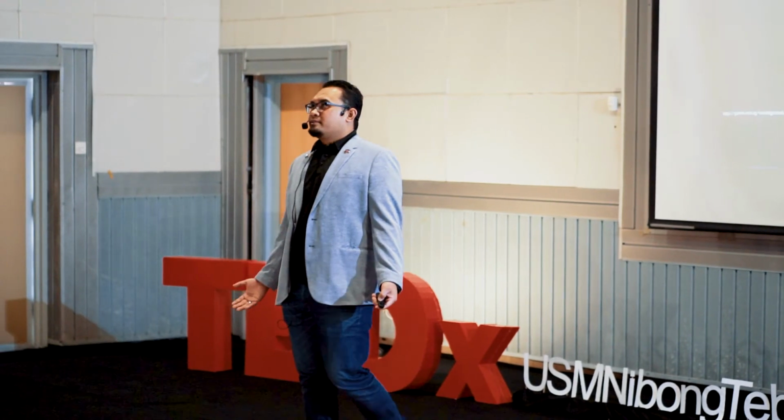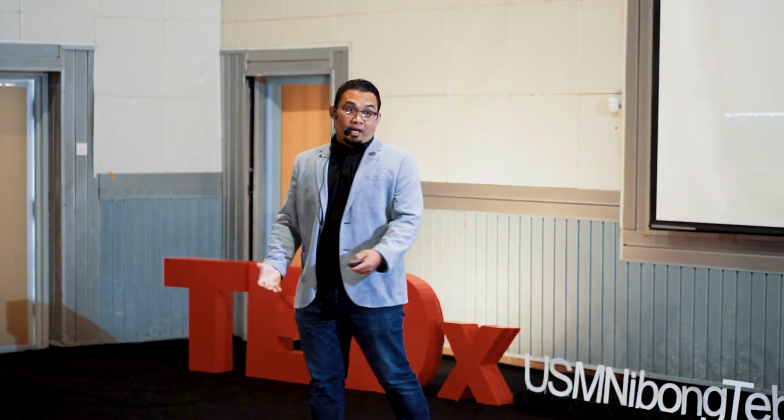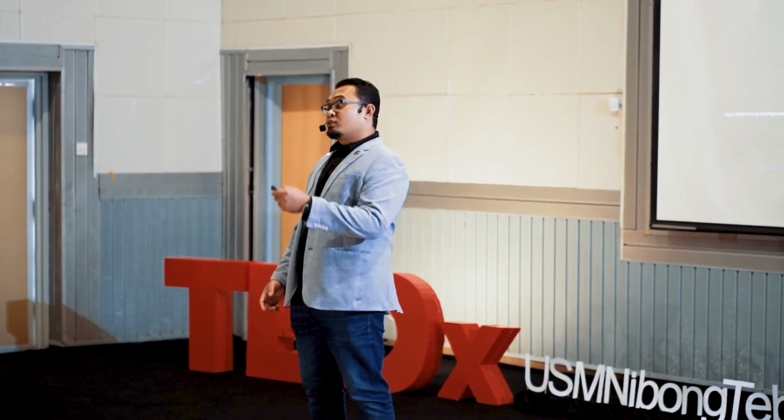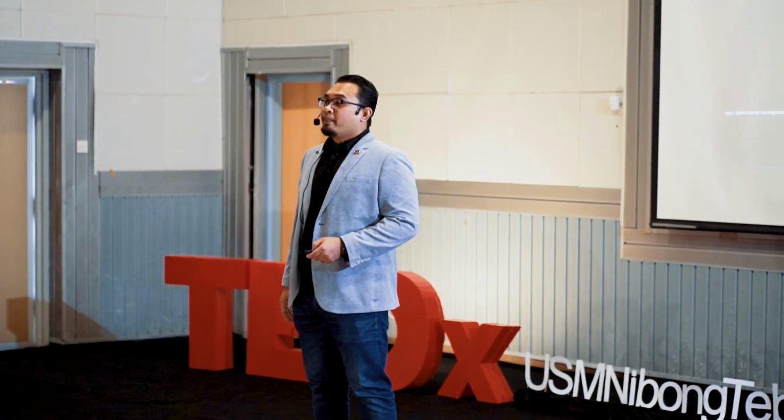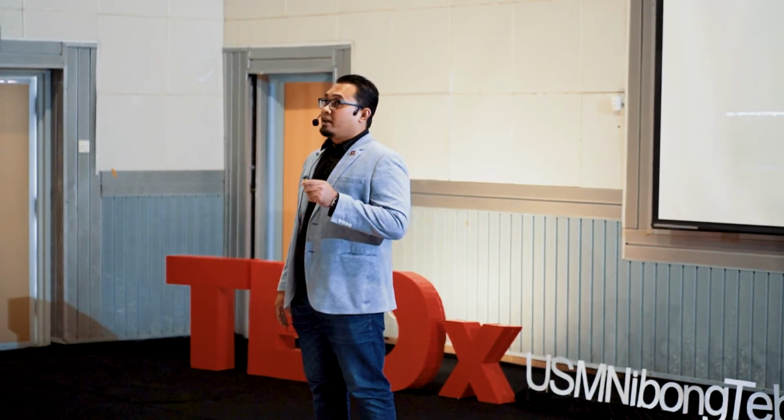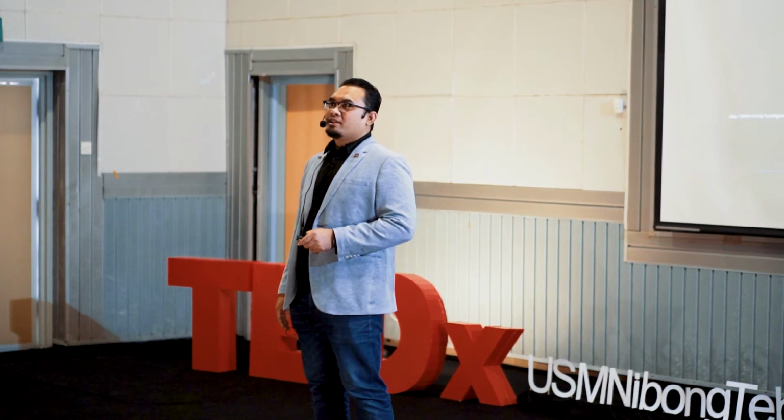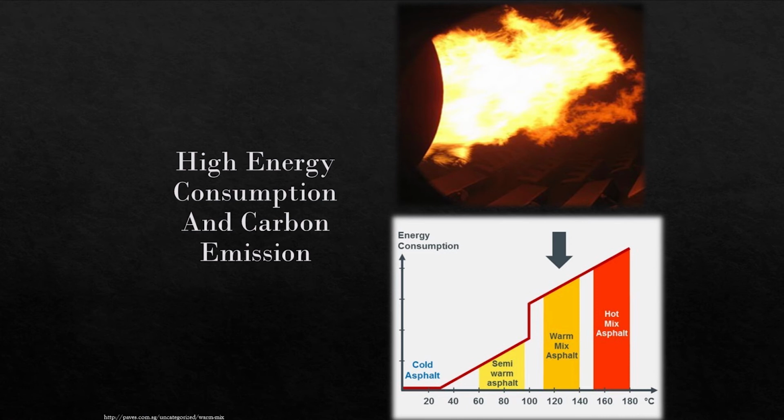The last one, actually we have more issues than this, but I have 18 minutes to talk, so that's why I just put 5 issues. Okay, the last one that we have is the asphalt pavement industry. The consumption of energy is high, and it also releases a lot of carbon to the world. As you can see, the conventional way, the red color, is produced using hot mix asphalt. In Malaysia, we use 160 to 190 degrees Celsius. It is really high, right?